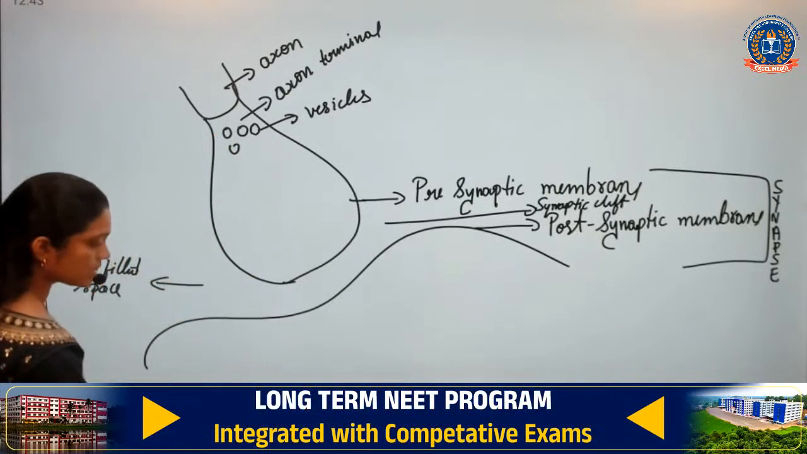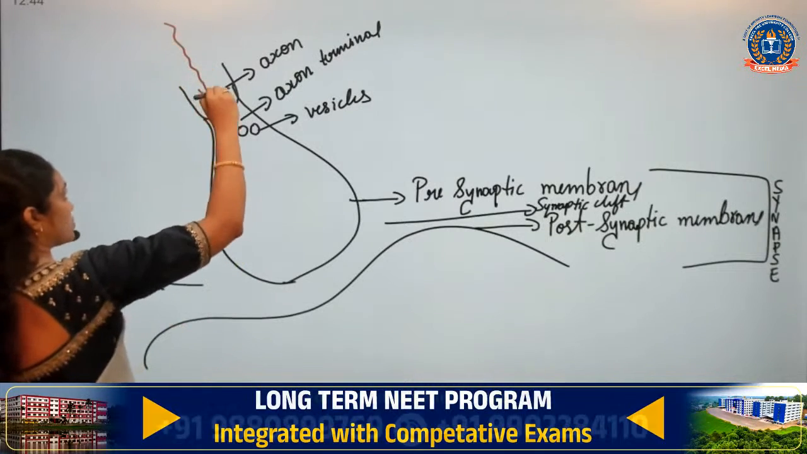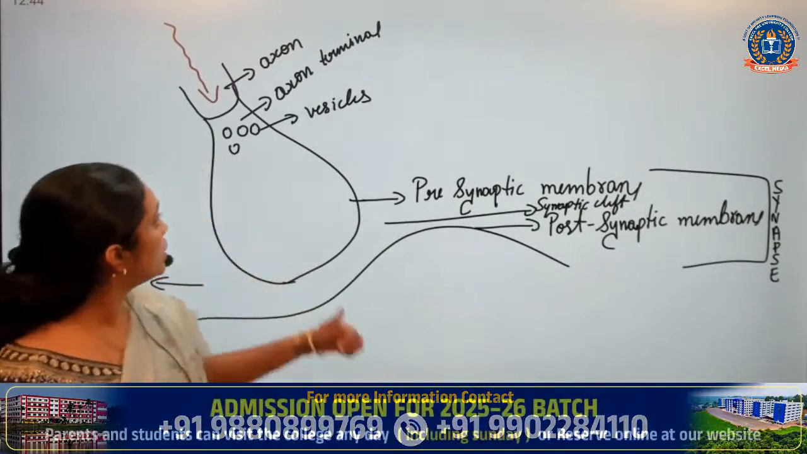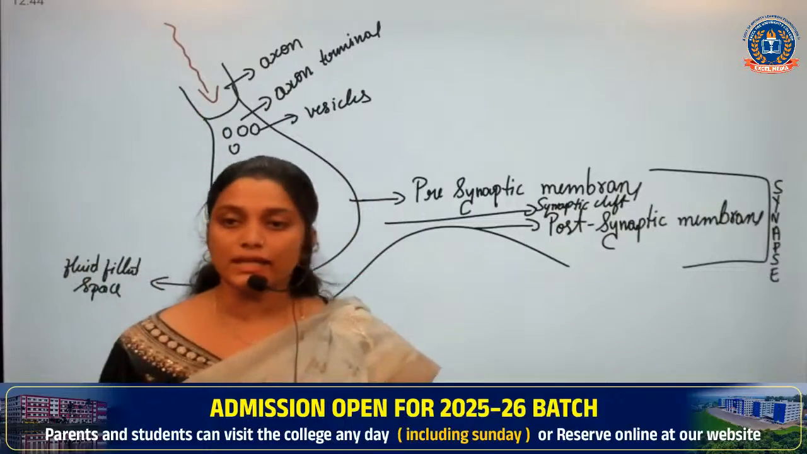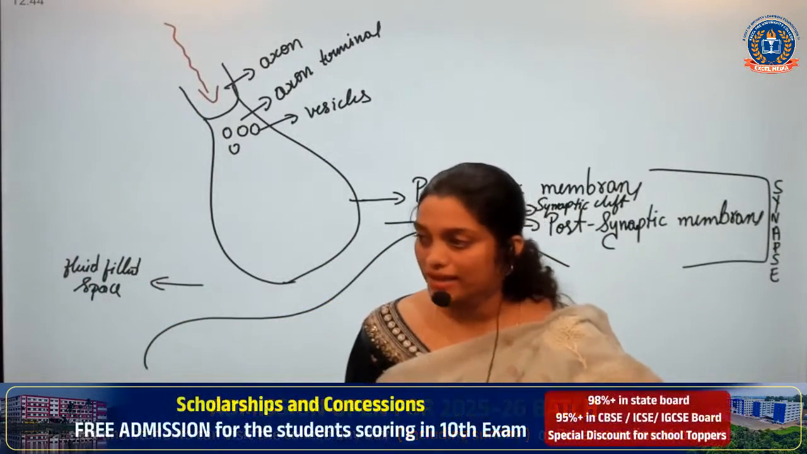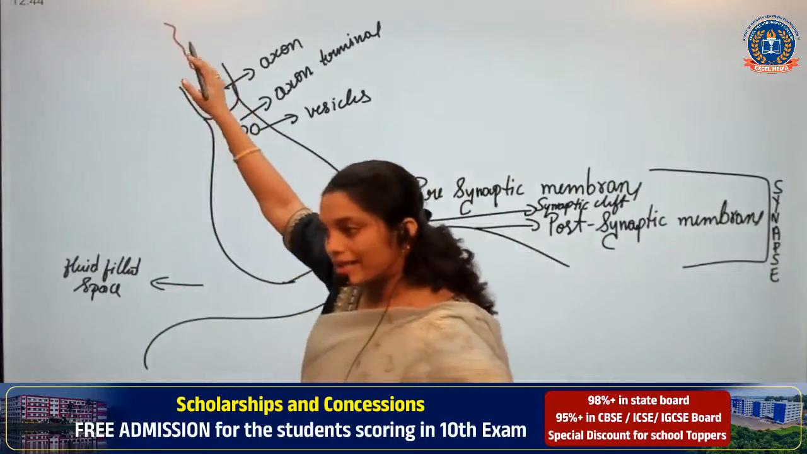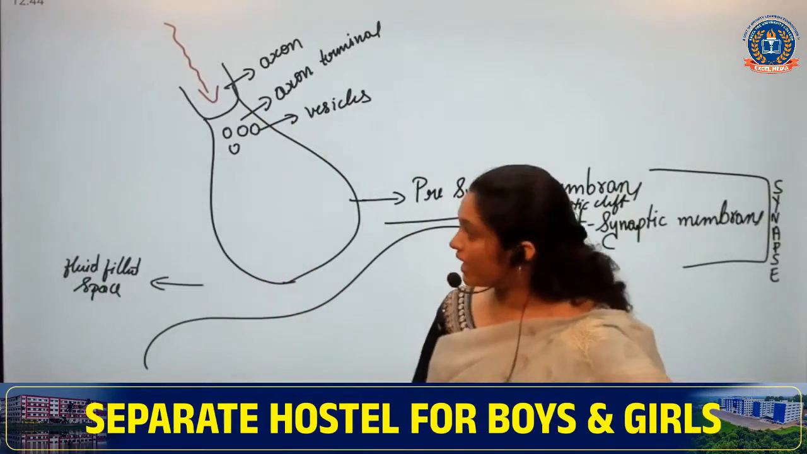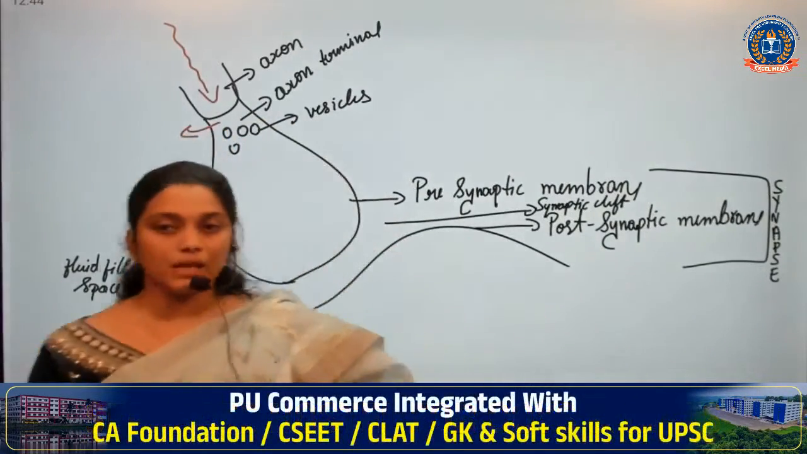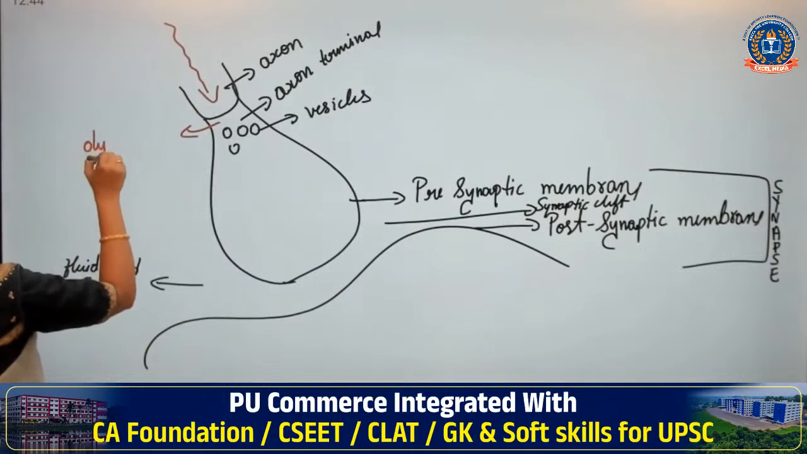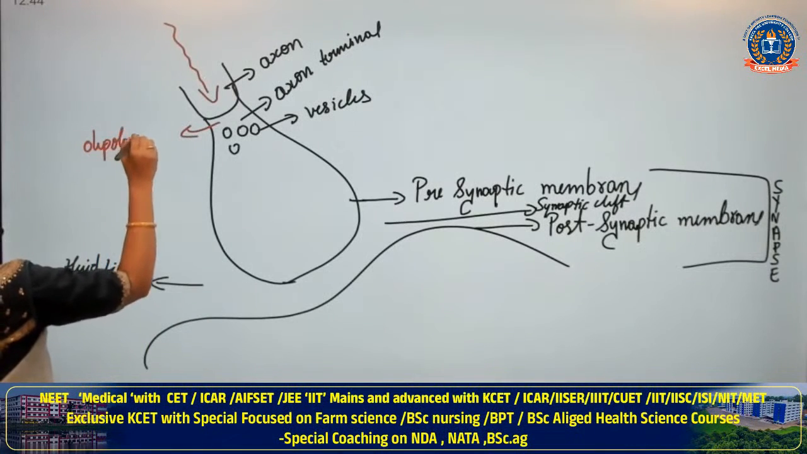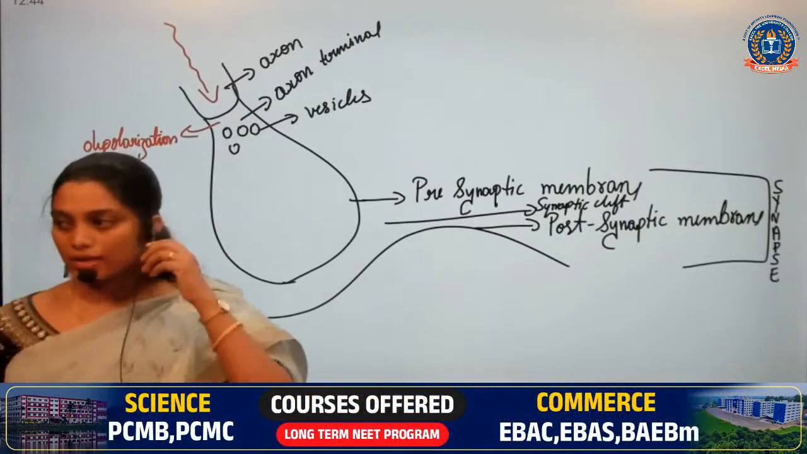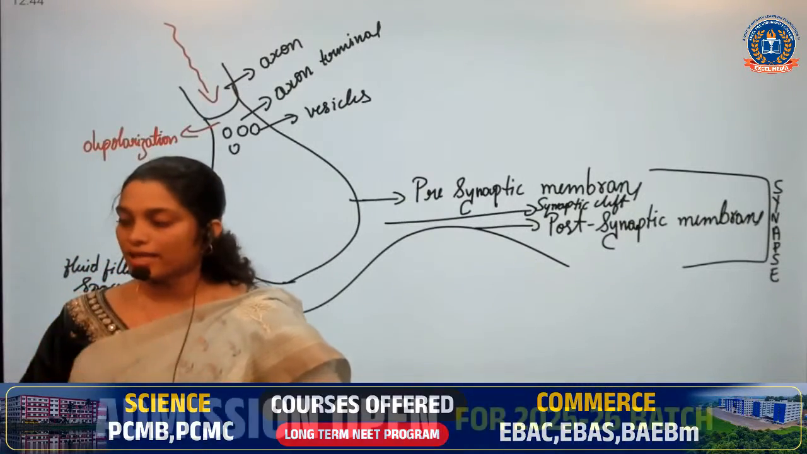Now what happens? An electrical impulse will come through the axon, which we'll be studying in the next class, how electrical impulses are transferred. Okay, consider now an electrical impulse is coming and it reached the axon terminal region. Now what happens? It causes something called depolarization. When the electrical impulse comes to the axon terminal region, the charges or the ions over there get changed.